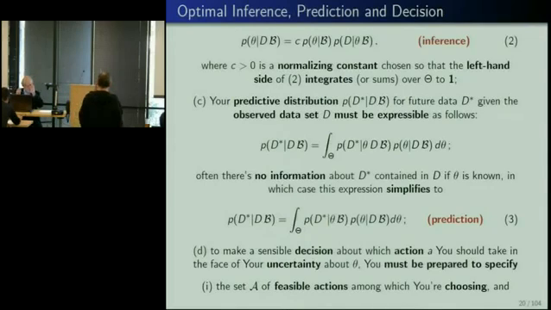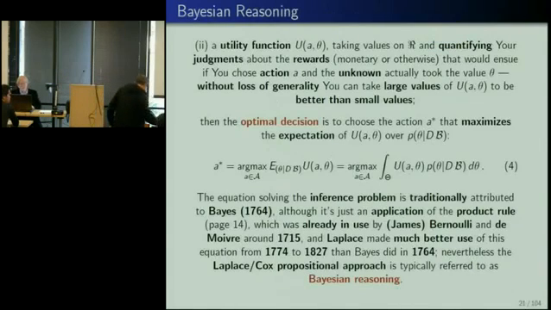So we have one equation for inference. We have one equation for prediction. And we have one equation for optimal actions, namely to maximize expected utility, where the expectation is taken over all of your information about theta at present, which is your posterior distribution for theta, given the data and the prior information.